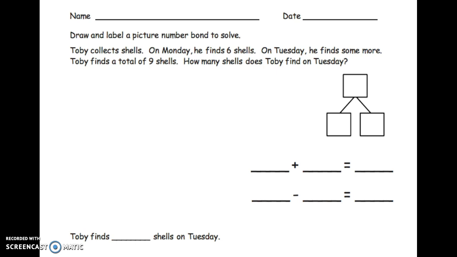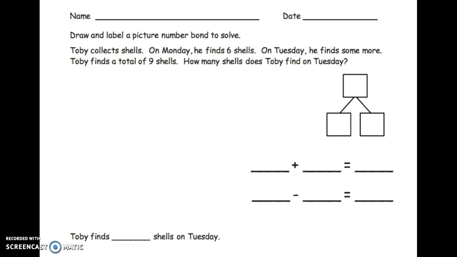Toby collects shells. On Monday, he finds 6 shells. On Tuesday, he finds some more. Toby finds a total of 9 shells. How many shells does Toby find on Tuesday?